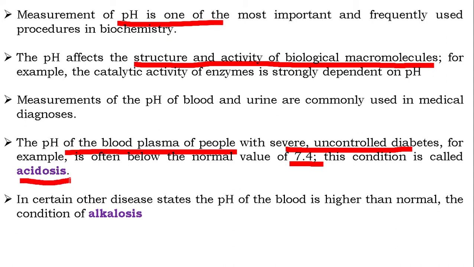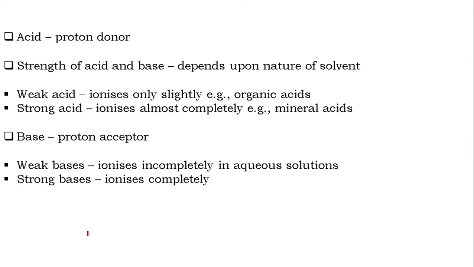This diabetes is just one example. Like that, there may be several examples by which pH is affecting, or changes in the pH is affecting normal functioning of the body. Of course, when the pH is more than normal, we call it alkalosis. And what's an acid? An acid is a donor of protons. And we say acid has a strength. Some of the acids are weak acids, some of the acids are strong acids.